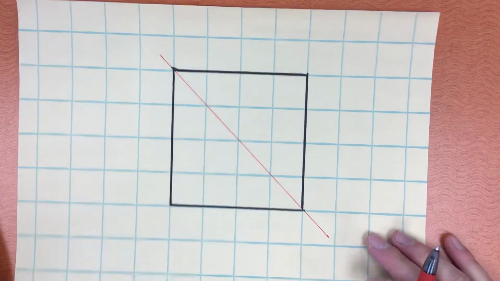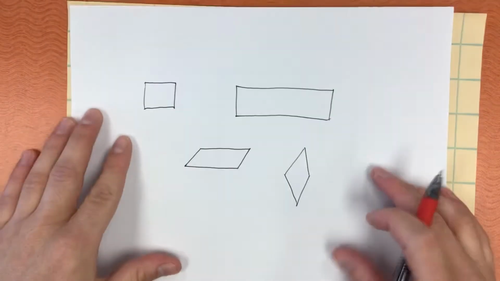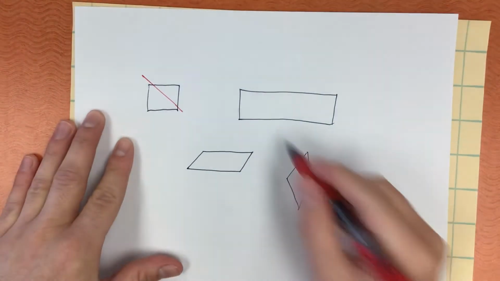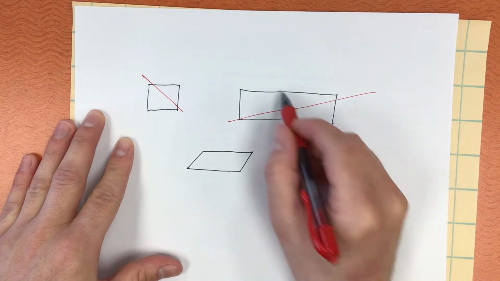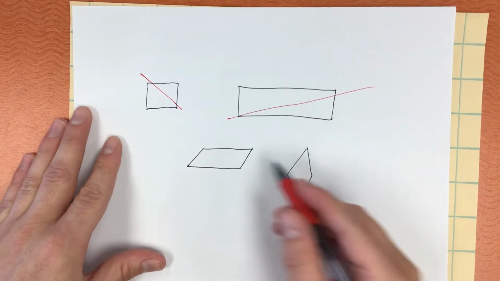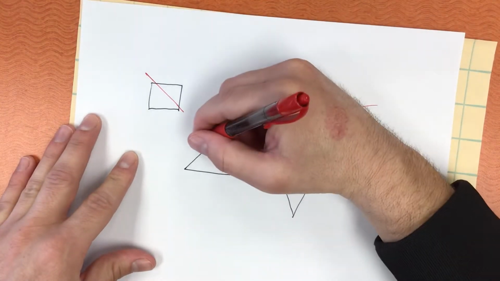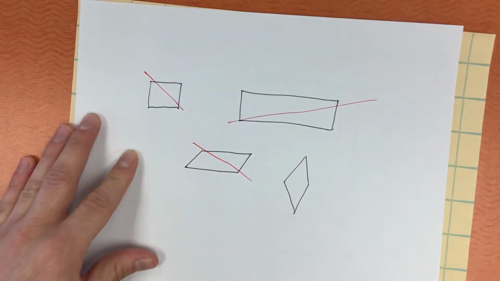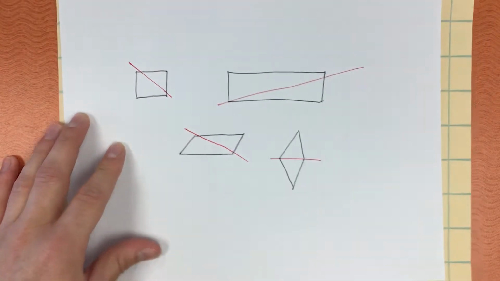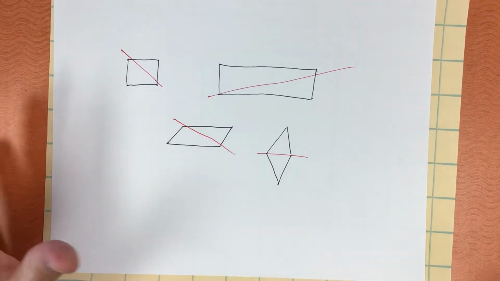And like I said, that works for most quadrilaterals. You can do it for squares. You can do it for rectangles. See, there's 2. I didn't draw that very well, but they're pretty close. You can do it for parallelograms. You can do it for a rhombus. It's just how it works.